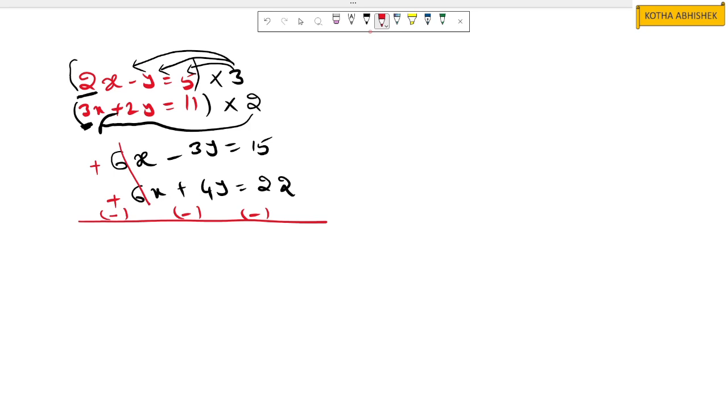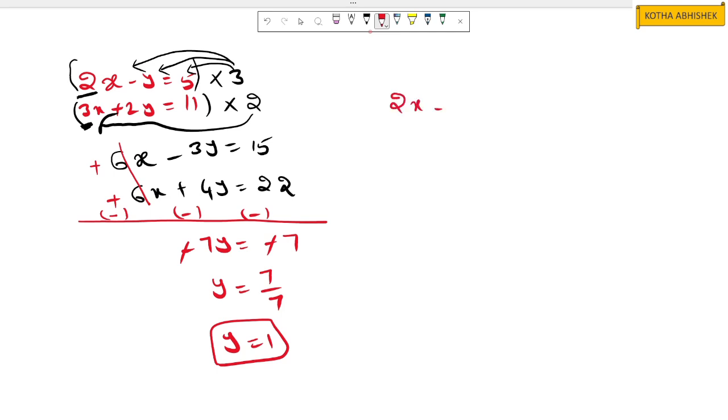6x cancels, minus 3y minus 4y is minus 7y equals 15 minus 22 is minus 7. On both sides the minus signs cancel, and taking 7 to the right side, y equals 7 by 7, so the y value is 1. Substituting this y in any one of the equations, whether before multiplication or after multiplication, is up to you. Now 2x minus y equals 5. I'm taking the first equation.